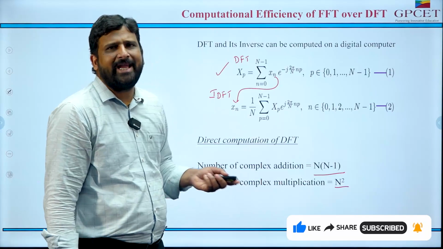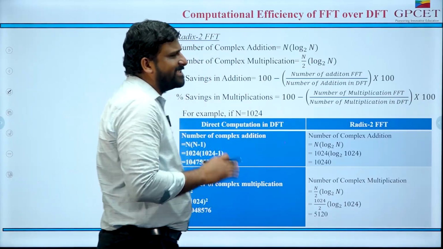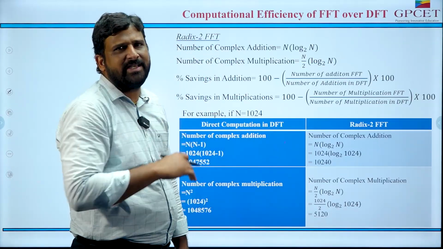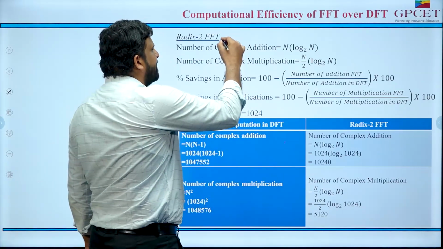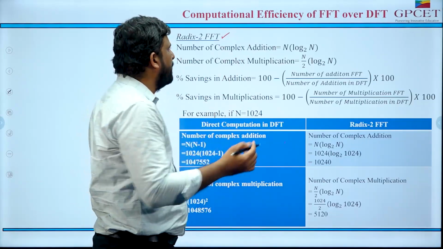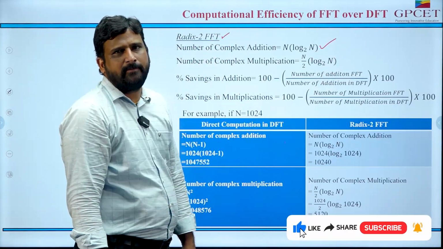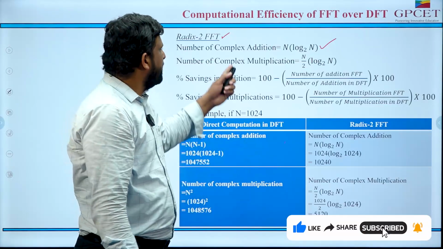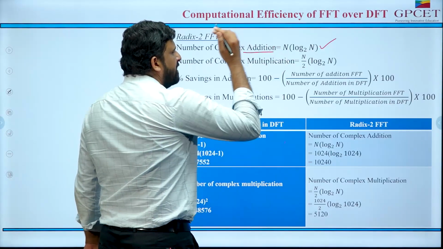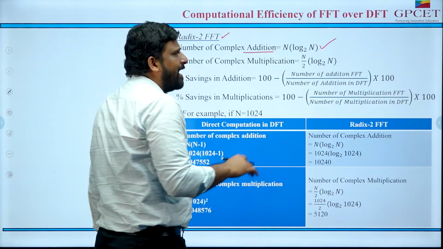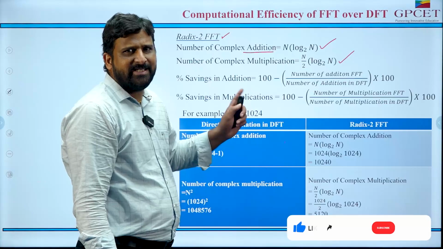So we will see the direct computation of the Radix-2 FFT. If we solve the same problem we solved in the DFT, where we saw n into n minus 1 additions and n square multiplications, by using Radix-2 FFT, the number of complex additions involved is n into log n base 2. There it is n into n minus 1. Similarly, the number of complex multiplications in this FFT is n by 2 into log n base 2. You can see the differences.